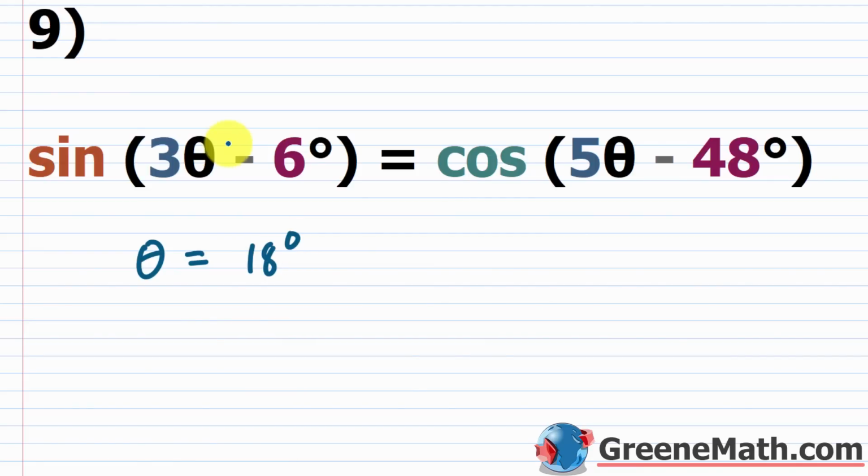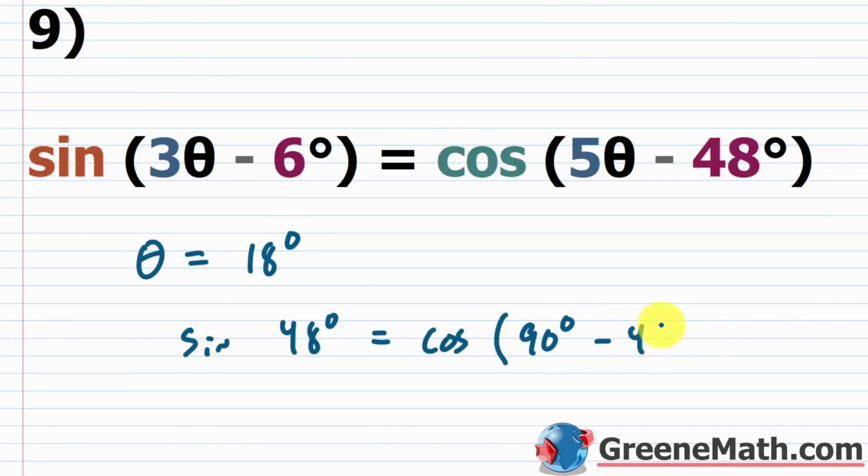So if that's true, then this side should be equal to this side. So we have the sine of 3 times theta. So theta is 18 degrees. 3 times 18 degrees is 54 degrees. And then minus 6 degrees. If we did this calculation, we would have 48 degrees. So this left side would be sine of 48 degrees. So is this equal to the cosine of 5 theta, which would be 5 times this 18 degrees here, which would be 90 degrees, and then minus this 48 degrees. 90 degrees minus 48 degrees, that's going to be 42 degrees. So this will definitely work. The sine of 48 degrees is equal to the sine of 42 degrees. So this guy is valid.